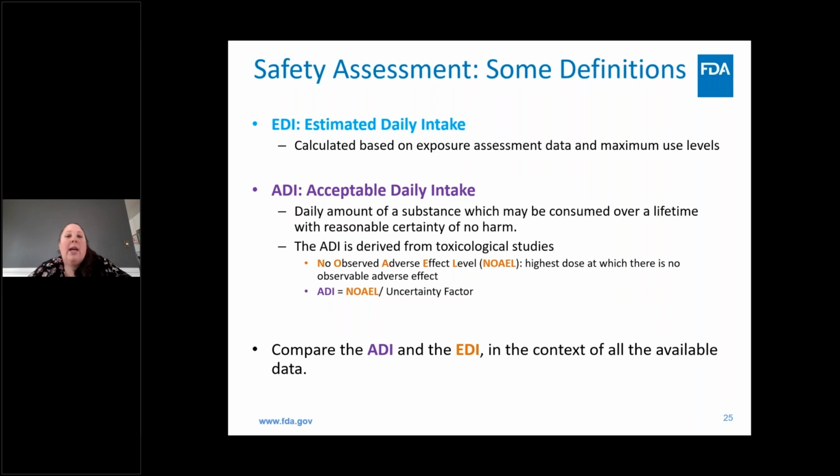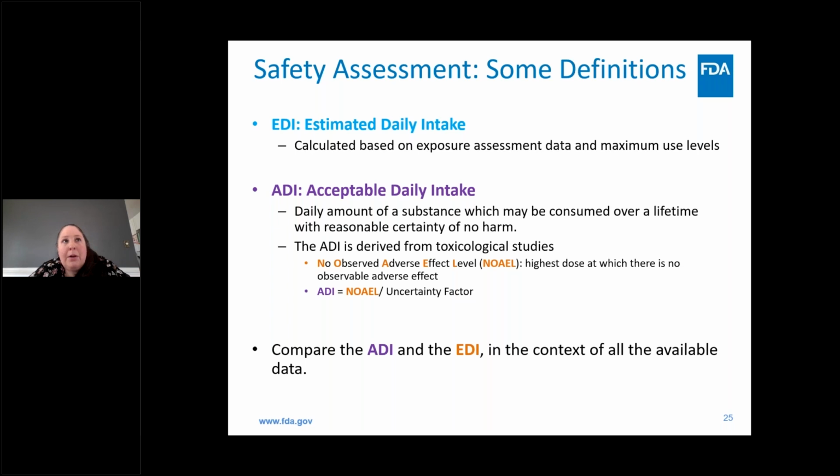So to get a little bit more technical about exposure, we have terminology that chemists and toxicologists use to refer to these numbers. The first is EDI, or estimated daily intake, and this is the amount of a substance that a person is expected to consume in a day, and it's typically calculated from food categories and maximum use levels that are supplied in the petition or notification.